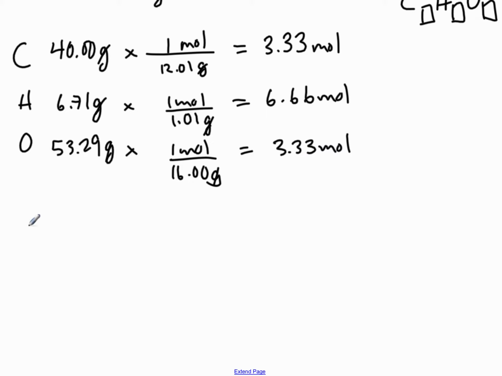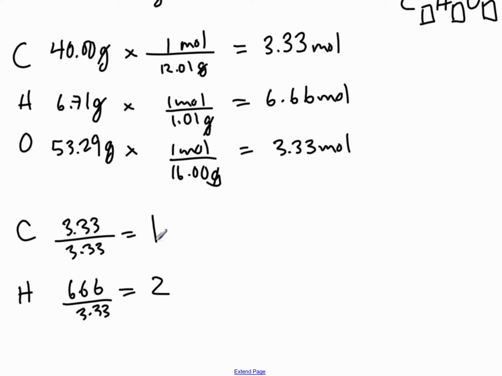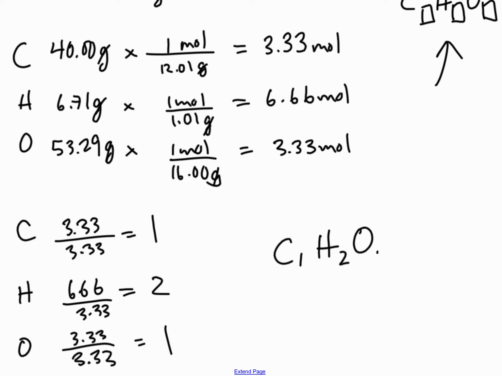So let's do carbon, just to see what its ratio would be. Carbon was 3.33. The smallest number of all of them is actually also 3.33. So the ratio for carbon compared to hydrogen and oxygen would be 1. So I have 1 carbon for every whatever the hydrogen and oxygens are. Okay, hydrogen is 6.66. Divide that by the smallest one, that comes out to 2. So for every 1 carbon, I got 2 hydrogens. You can probably already see what the oxygens are going to be. 1. So it looks like there's going to be 1 carbon, 2 hydrogens, and 1 oxygen.